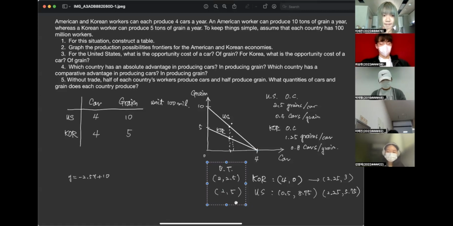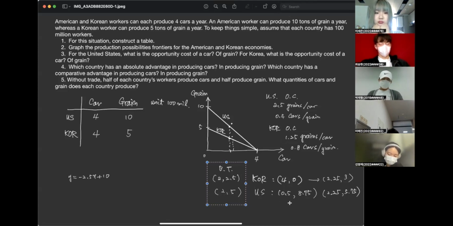4, 7.5 is produced. We should have more than 4 cars and more than 7.5 grains. By doing so, we share with each other through trade, exporting and importing some goods, and then we figure out that outside of the PPF can be enjoyable after trade. So this is a reference, like a bottom line, to think about. So 4 is necessary, but we need more than 4.